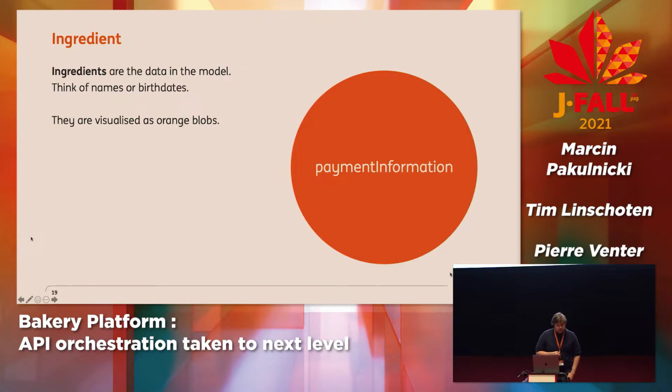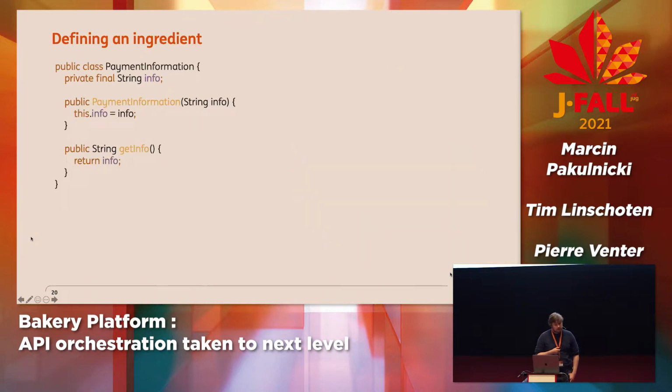Okay, let's quickly go a little bit deeper into each of these. An ingredient, like I said, is just data in your model. So names, birth dates, IBAN numbers, anything, right? In the visualization, which we'll get to in a moment, these are orange blobs. In our example, we have payment information, which is the information of the customer to do a payment. Let's quickly go into how the code looks. Well, it's just a class, right? There's nothing special about this. It can have some fields itself.